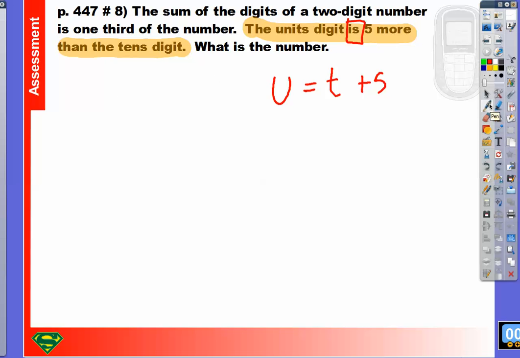So now we need to turn the first sentence into a mathematical sentence. The sum of the digits. So what's the sum of the digits? How do I write the sum of the digits? Yes, Owen? U plus t. So we have u plus t. So that's the units digit plus the tens digit. The sum of the digits of a two-digit number is.